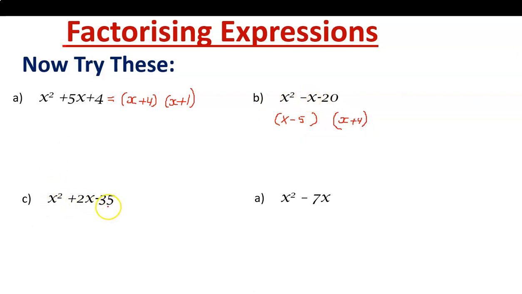Two numbers. When I times them, they give me minus 35, and when I add them, they give me 2. The two numbers are 5 and 7. Which one is positive? The bigger one is positive because we have plus here. So we have 7 there and we have minus 5 here. This is the same as we have seen in the example. So we have x minus 7.